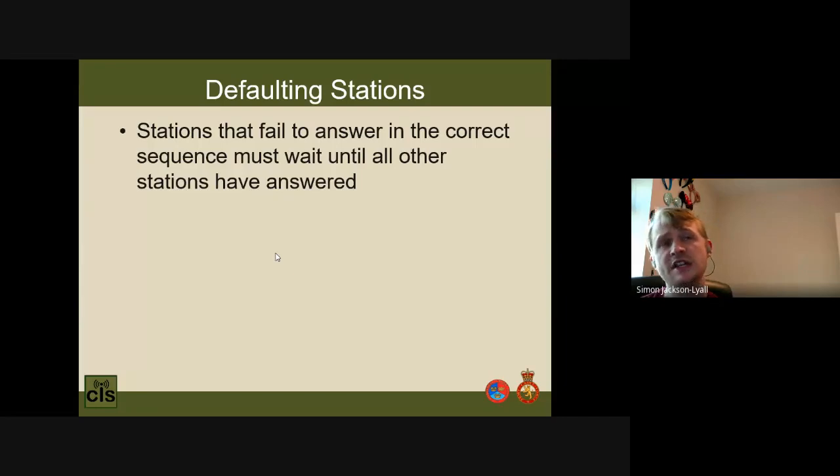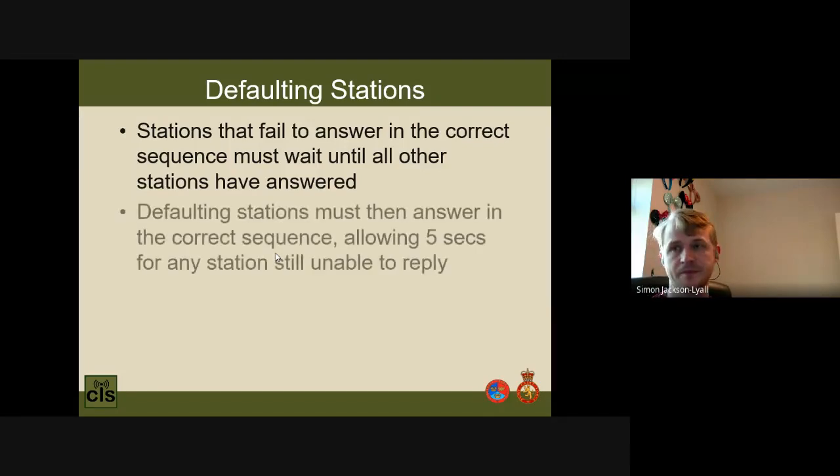And so what you need to do is, if you realize that's happened, and mistakes happen, and it almost always happens on a radio check, you wait until the end, you wait until everyone else has answered, and then you have a chance to respond. So defaulting stations must then answer in the correct sequence. So if there's more than one, you need to be aware of who else has missed it, and therefore have an idea of what order you've got to reorder yourselves to then respond in alphanumeric order again.